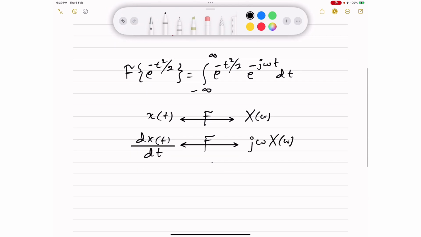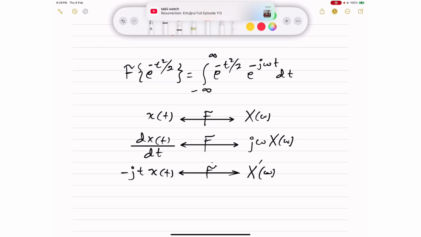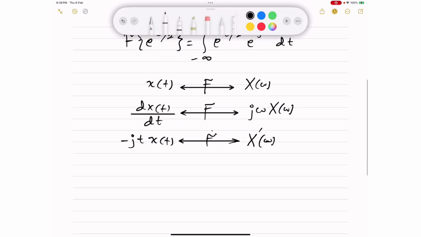Now, what if we decide to differentiate X of omega in the frequency domain? So X prime of omega. What would that give us in the time domain? That would give us exactly minus jt x of t. Of course, these two properties, either the time differentiation property or the frequency differentiation property, can be easily proven using the definition of the Fourier transform. So now let's benefit from that.